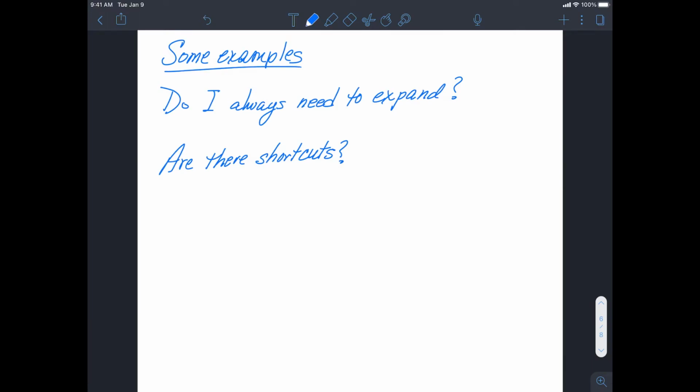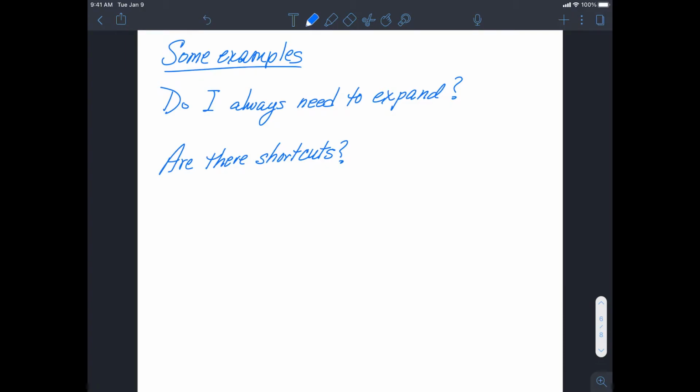Okay, we're almost ready for some examples, but first I'd like to address these two questions. First of all, do I always need to expand? Well, no, you don't. As you do more of these, you'll notice that there are some things that you can do to make things easier for yourself so that you don't have to do all that writing. You can kind of predict what some of the answers will be.